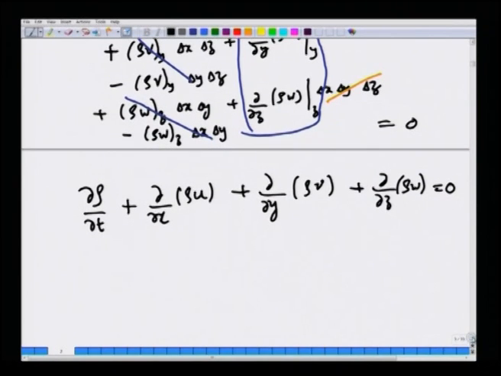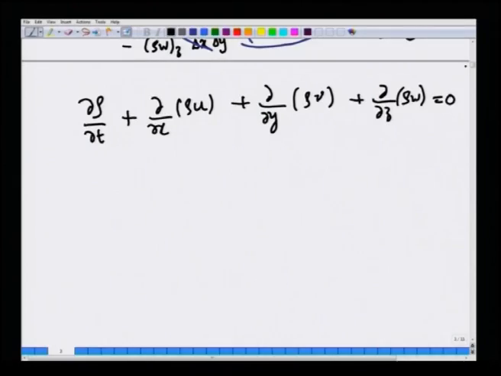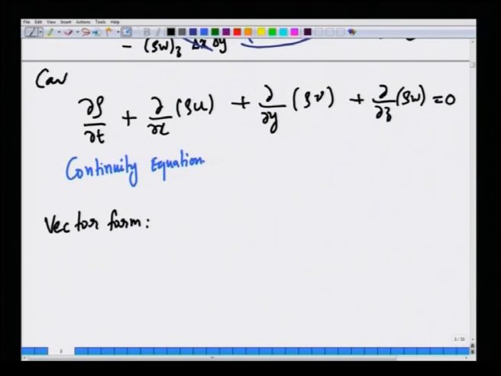Now, this equation is valid at each and every point in the fluid. This is also called the continuity equation, or equation of continuity. Now, we also wrote down a coordinate free vector form of this equation. This form of the equation is valid only in Cartesian coordinates, in the Cartesian reference frame.